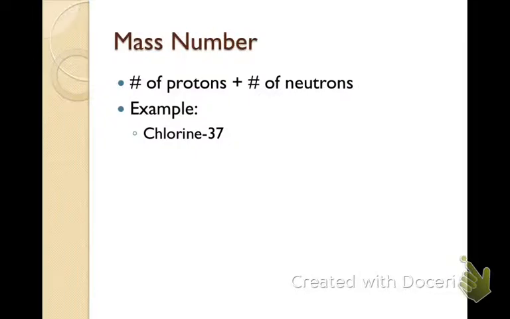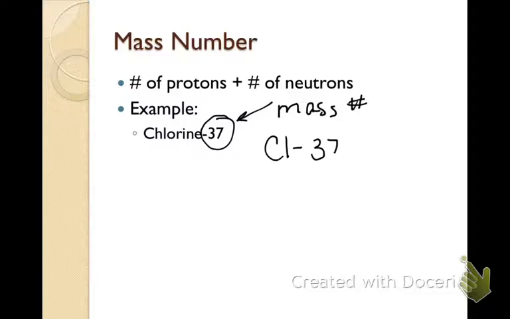The mass number is the number of protons plus the number of neutrons, so we have to add the number together. So if we take chlorine-37, sometimes you'll see it written out this way, so it's the element dash the number. That number represents the mass number right there. Sometimes you'll also see it as just the element symbol and the number as well. Other times you'll see it when we have the number here as well as the atomic number right here.